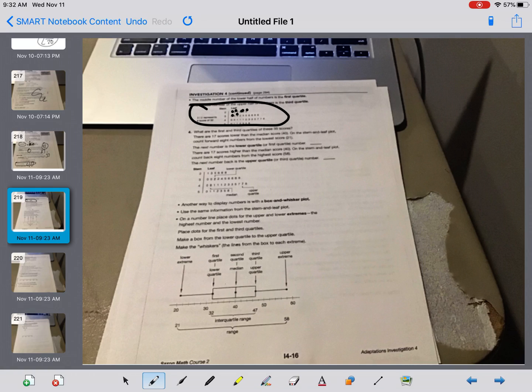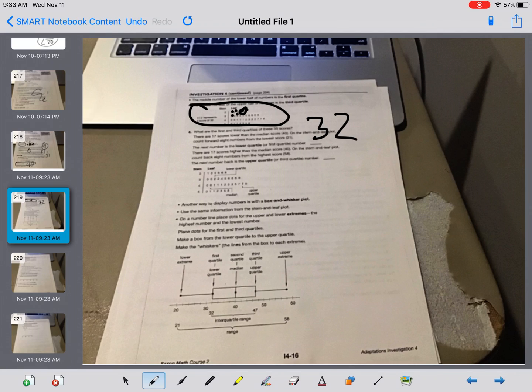So I have 1, 2, 3, 4, 5, 6 numbers in the first one, 7, 8, and it's the next one. So you can see that, not on the video, but hopefully on your piece of paper, that's a 2, guys. So the lower quartile would be 32.